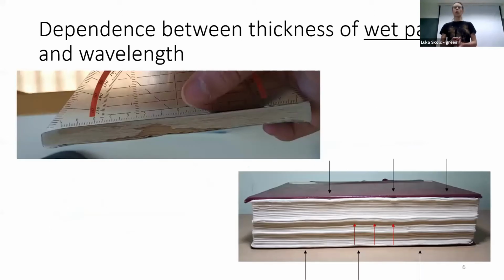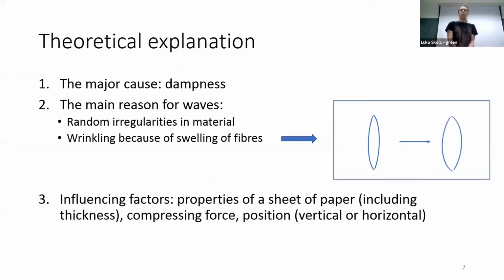There is not only a relationship between thickness of a book and wavelength, but also between thickness of the wet part. As you can see in these two photos, when only the thinner part of the book is wet, shorter wavelengths are formed. And then we asked what was the reason for this phenomenon, in fact.